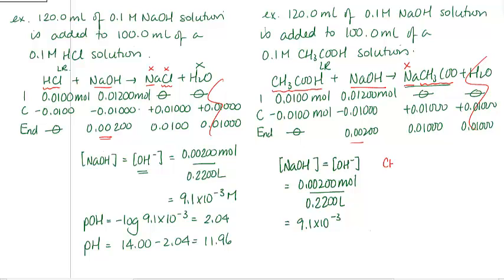And so in this case we have our CH3COO minus. And I write this without the Na because the Na is my spectator ion. And so we have 0.01000 moles, and we divide it by the total volume, and we end up with a concentration of 4.5 times 10 to the minus 2.